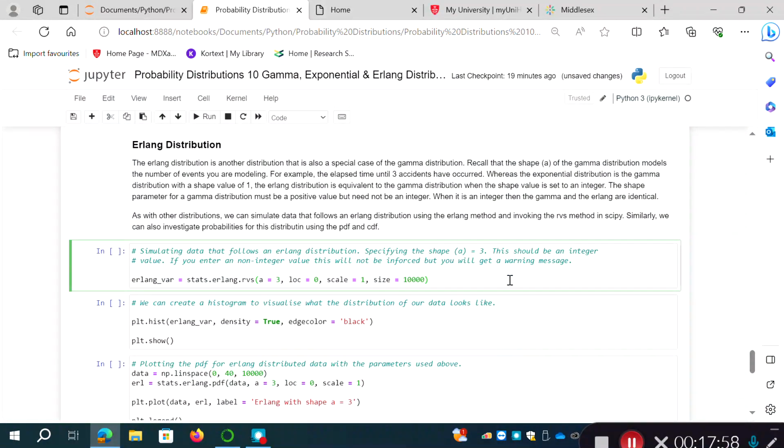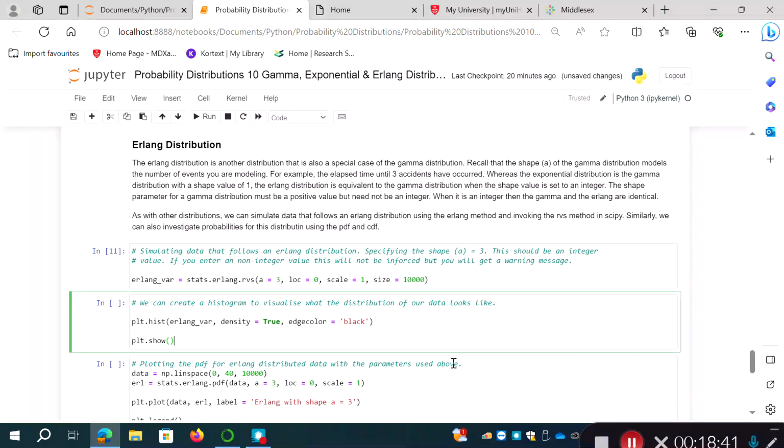So let's simulate some data that follows an Erlang distribution, and we're going to specify shape of alpha equals 3. It has to be an integer value because it's the Erlang distribution. If you enter a non-integer value here, it won't be enforced, but you'll get some sort of warning message. It won't like it, basically. So I'm creating a new object called erlang_var, using scipy.stats.erlang.rvs. I'm specifying our shape is 3, so it is an integer, where the loc threshold is 0 and our scale is 1, and we're simulating 10,000 data points here.